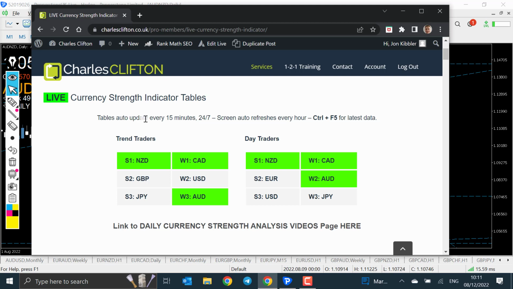The tables auto update every 15 minutes, 24/7, so wherever you are in the world and you have access to these tables, you can get the latest update. So what are the tables showing us today?